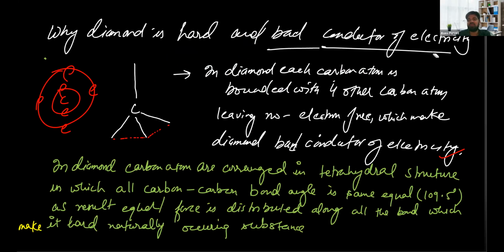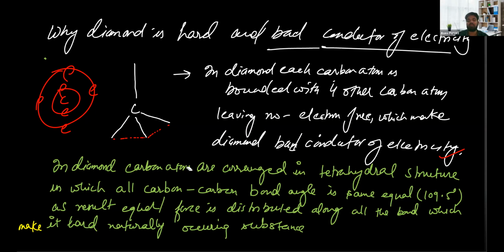So the reason is, in diamonds, each carbon atom is bonded with four other carbon atoms, and why is it not able to conduct electricity? Simple reason, because in diamonds, each carbon atom is bonded with four other carbon atoms, and there are no unbonded or free electrons. Okay, so if there are no free electrons, no electricity will be conducted. So in diamonds, each carbon atom is bonded with four other carbon atoms, leaving no electron free, which makes diamond a bad conductor of electricity.